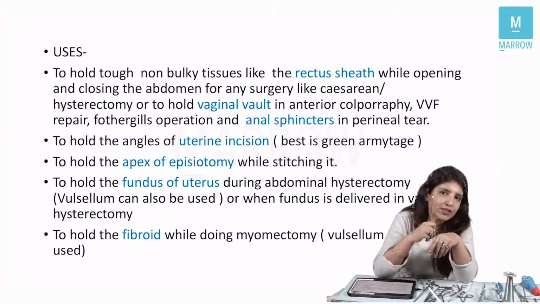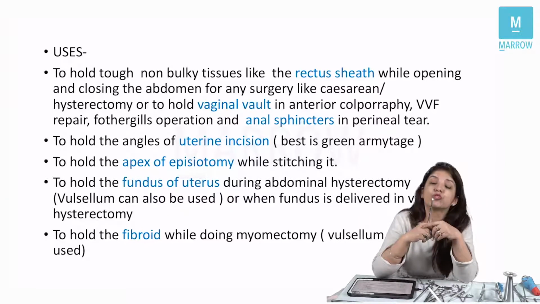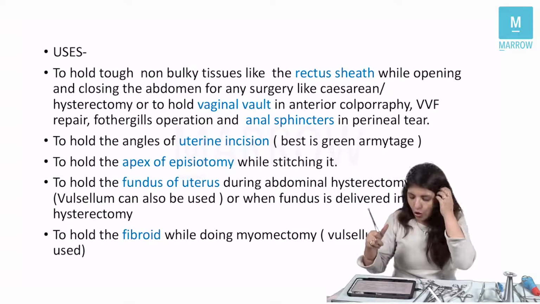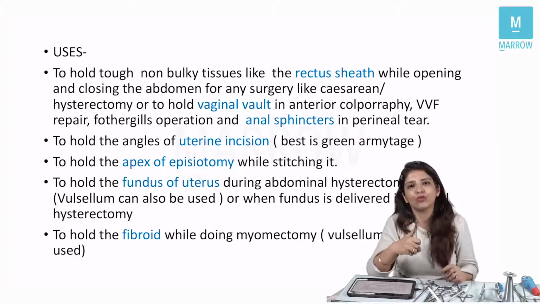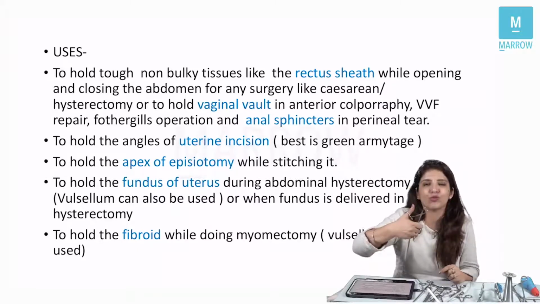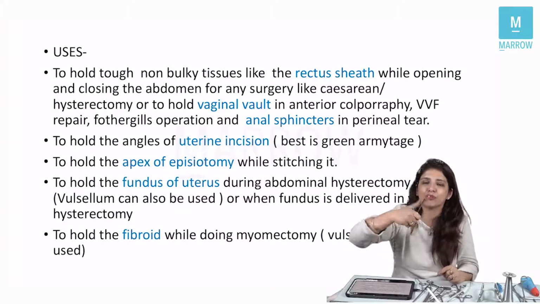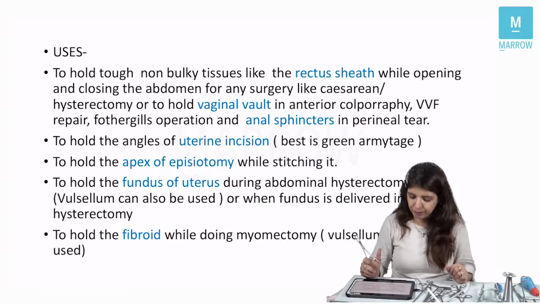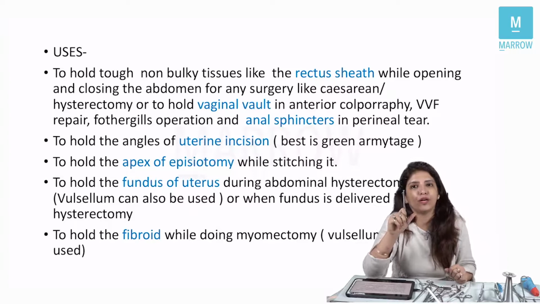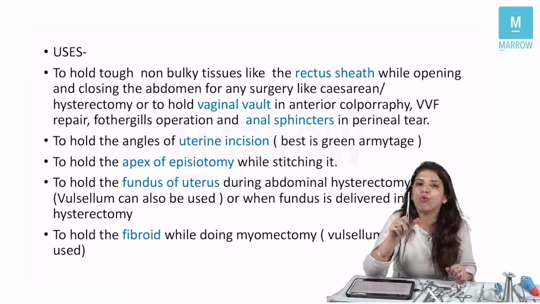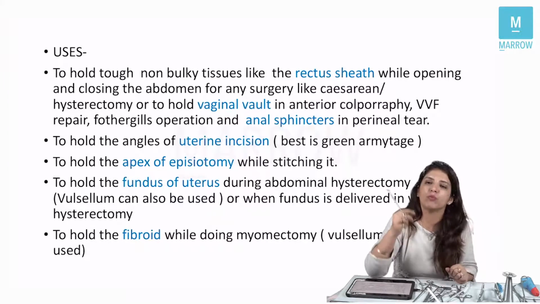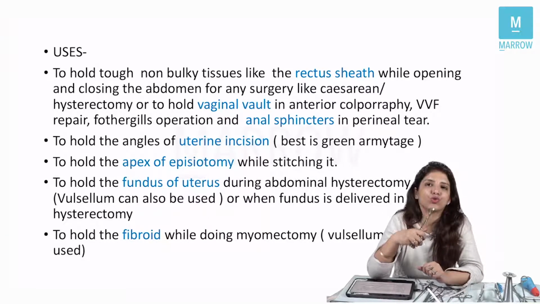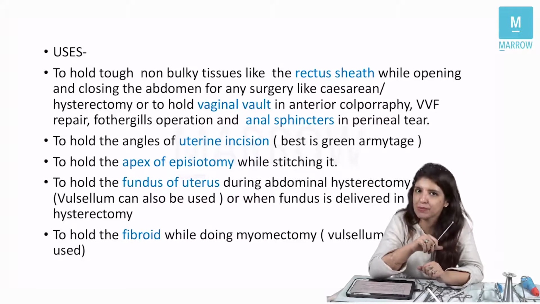You can use the Alice forceps to hold a fibroid while you are doing myomectomy. Or you can hold the fundus of the uterus during vaginal hysterectomy to bring the uterus out. Another use of Alice could be if you want to hold the apex of the episiotomy while you are suturing the episiotomy. So all these are uses of the Alice forceps, right?